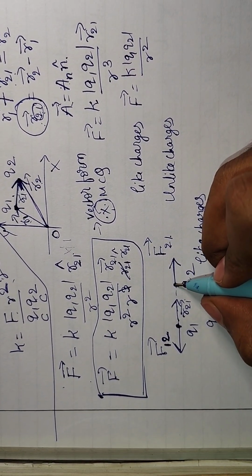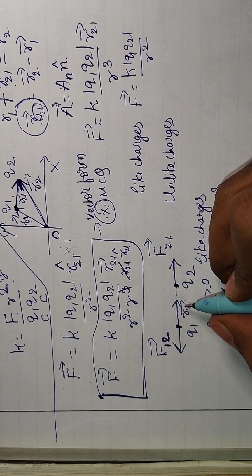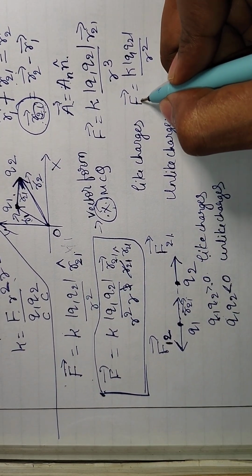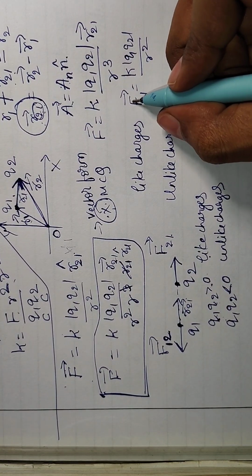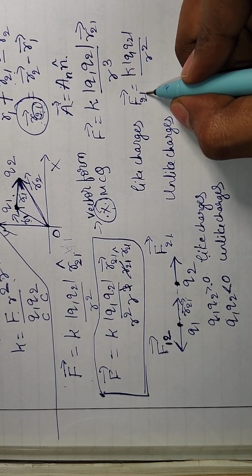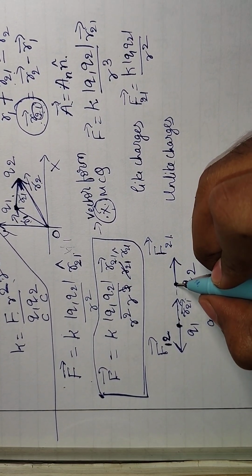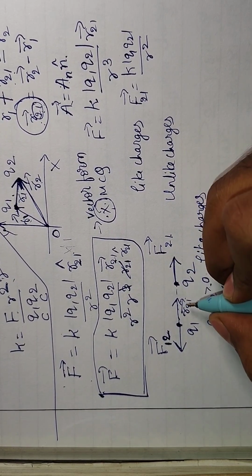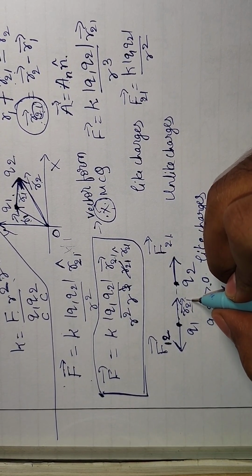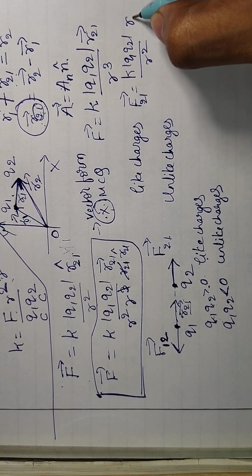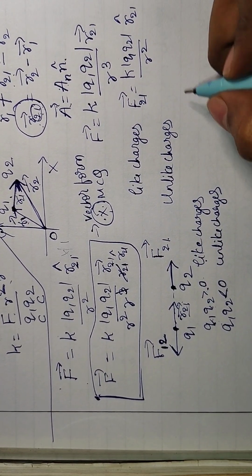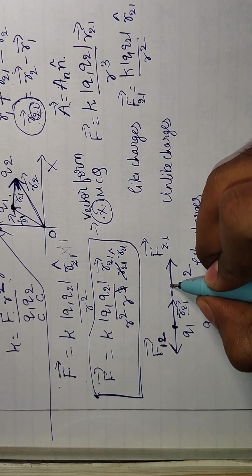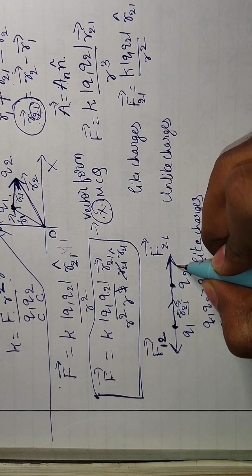Now consider this case. What happens when they are like charges, either plus plus or minus minus? F21 vector, that is force acting on second charge Q2 due to charge Q1. In which direction is it moving? It is moving in this direction. And which is that direction? It is same as this R21 direction. So I will write R21 cap, where this R21 cap is the unit vector in this particular direction.